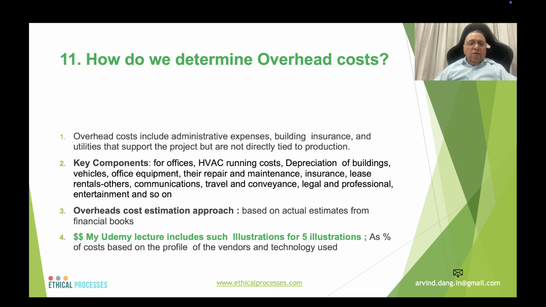How do we determine overhead cost? Key components for the overhead cost are like heating, ventilation, air conditioning cost, running costs, depreciation cost of the buildings, vehicles, office equipment, repair and maintenance, insurance, lease rentals, communication, travel and conveyance, and legal expenses, etc. Overhead cost estimation approach is based on the actual cost estimate from the financial books. My Udemy lecture includes such illustrations for the 5 illustrations which I have mentioned earlier, as a percentage of the cost based on the profile of the vendors and technologies used.